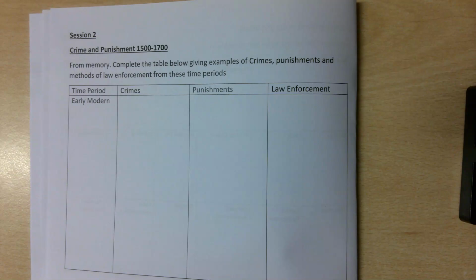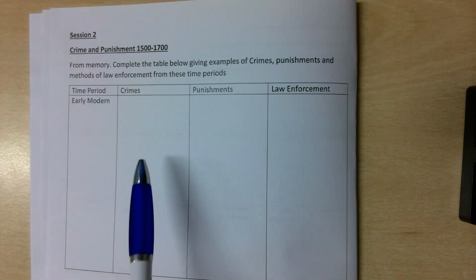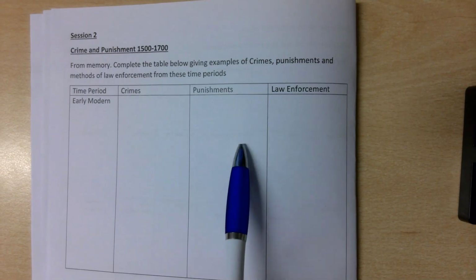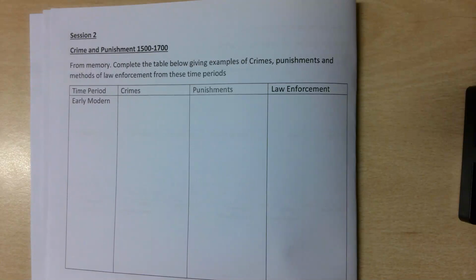So this table or grid, however you want to call it, can be filled in the same way as you did in session 1, but you're just dealing with one time period. So from memory, remember this is not a copying exercise. I want you to fill in some examples of crimes, punishments, and methods of law enforcement that are in use during this time period. What would be good to do is in brackets afterwards, note whether this is an example of change or continuity. So is it something that you're bringing forward from a previous time period, or is it something that is new to this time period?